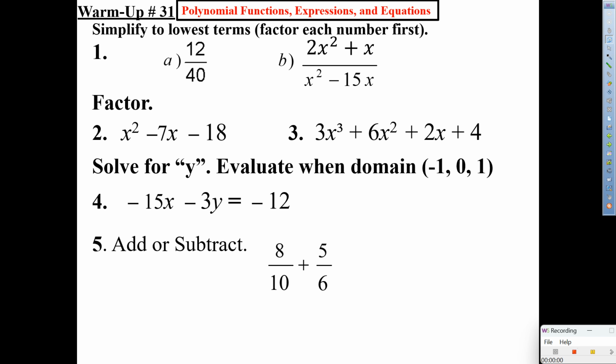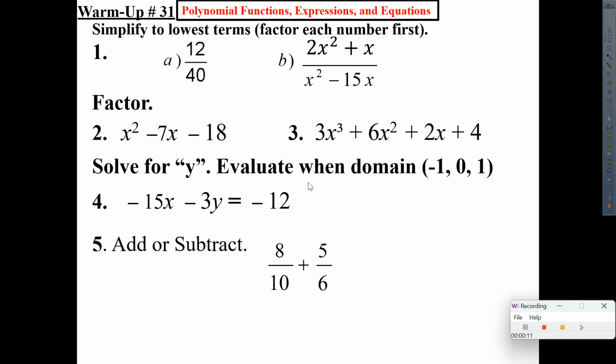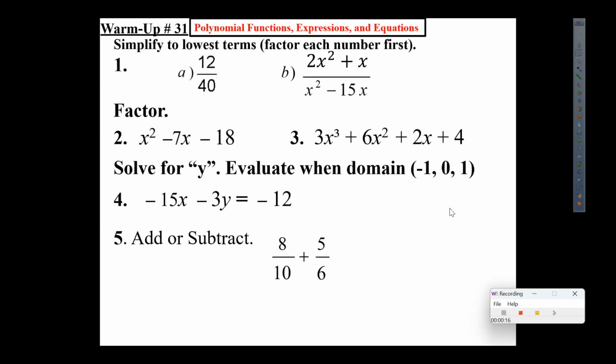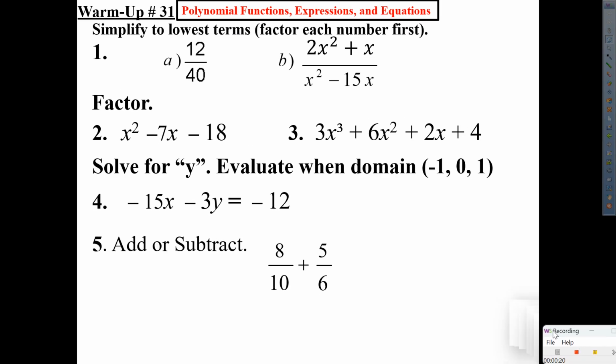Warm-up number 31 is on the screen. Let's get started, please. Today we're moving on, so everybody go like this really quick. Bear with me. Let's go. I'm going to go fast, guys, so let's keep at it. Copy that and go.